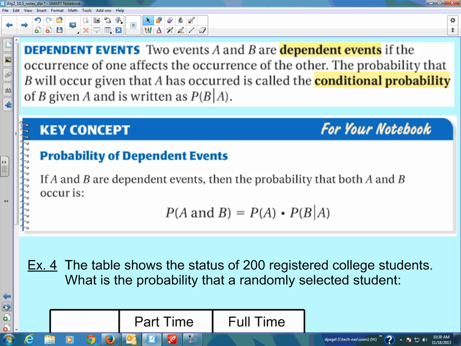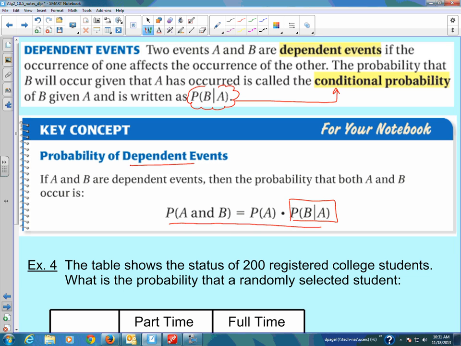All right. Let's take a look now at our dependent events. So now, dependent events. Two events A and B are dependent if the occurrence of one affects the occurrence of the other. The probability that B will occur, given that A has occurred, is called conditional probability. And this is the notation that we use to represent conditional probability. It basically means the probability of event B occurring given that A already has occurred. And so you see in our formula down here for dependent events, the formula looks the same with the exception of the conditional probability piece at the very end.